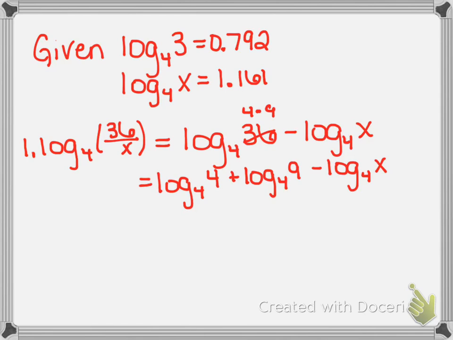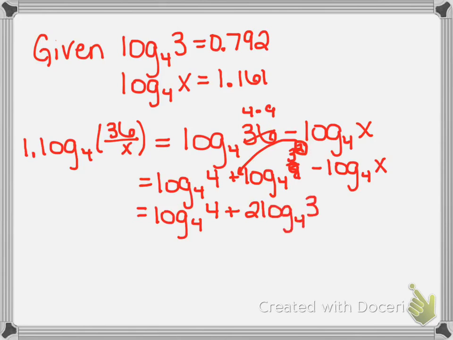But we also don't know log base 4 of 9. But we do know that 9 is 3 squared. And if we rewrite the 9 as 3 squared, then we can take this exponent and move it down to the front. And so that would give us log base 4 of 4 for the first log. We would now have 2 log base 4 of 3 for the second log. And then the third log is log base 4 of x. And now we can actually evaluate all of these and get a final answer.